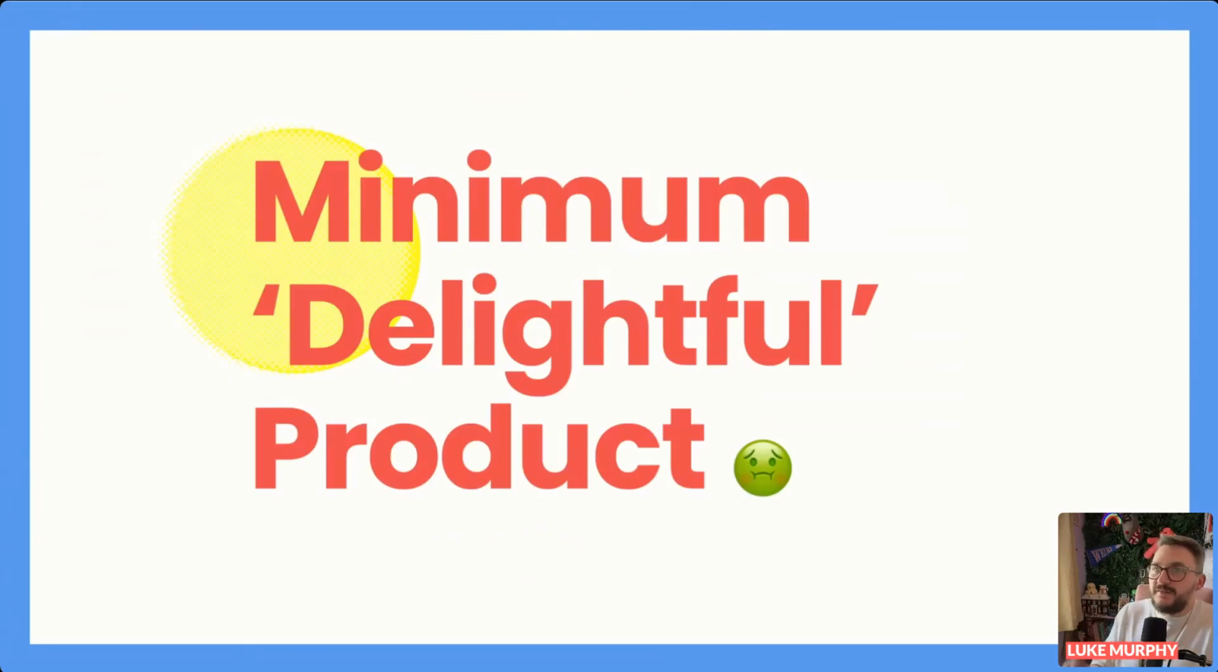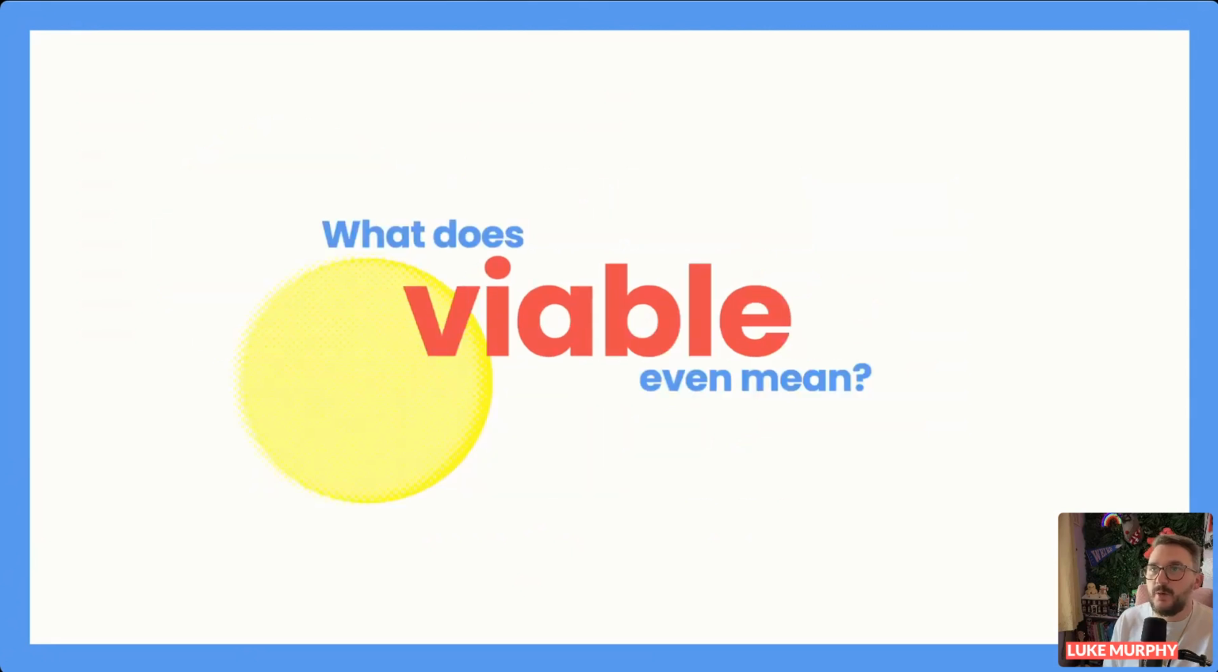So having these things enshrined at a values and then a principles level for both your design and your product teams means that you can start having those conversations about what that V stands for in MVP. I have seen people use minimum delightful product, but it makes me want to throw up in my mouth a little bit.